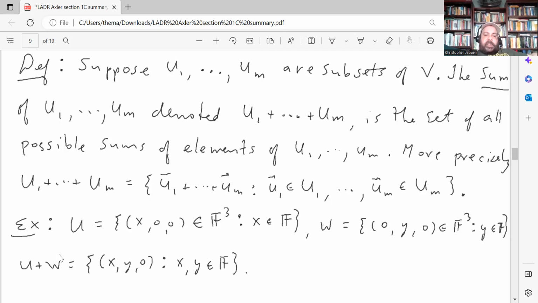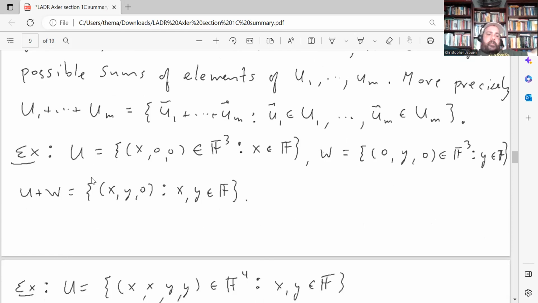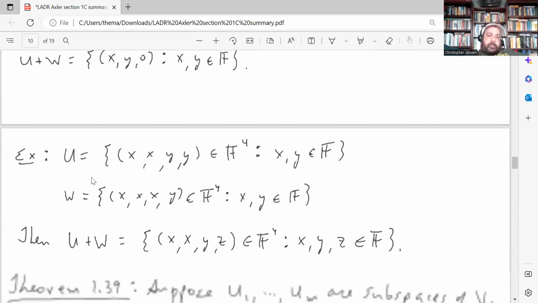Right, and then again he gives an example here. So if we have the subspace that he's defining here, U, it's the set of all three-tuples of elements from a field F where the second and third components are 0. The first component can be anything. And then W is the subspace where the first and third components are 0, and the second component can be anything. If you take the sum, you get the set of vectors that have third component 0 and the first two can be anything. Right, that's the sum of those vector spaces.